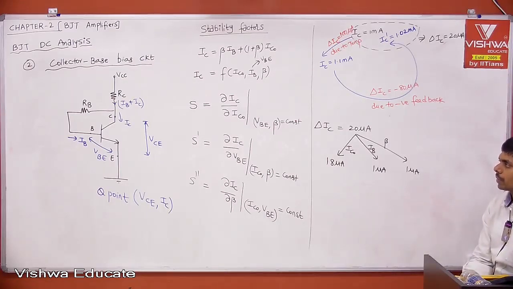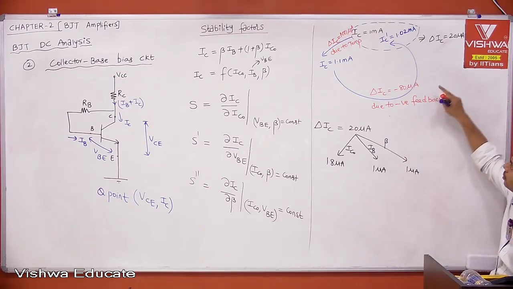Take these values. I'll give you 2 more minutes to write all these things. Already the circuit is drawn before, right? Only you have to take this. This is an example only, just to explain.